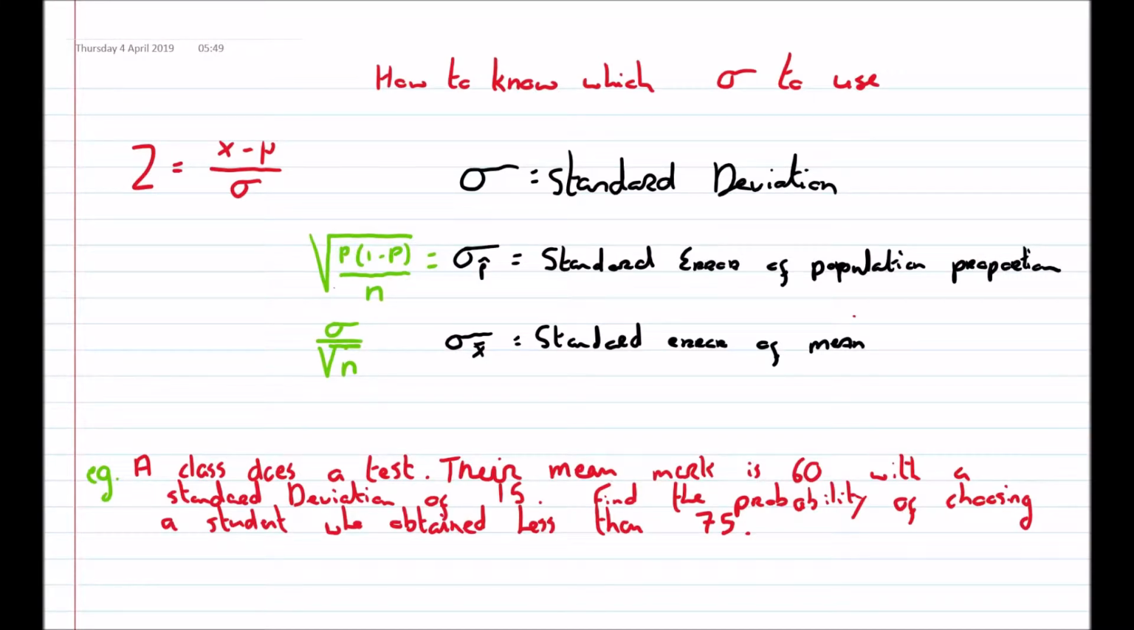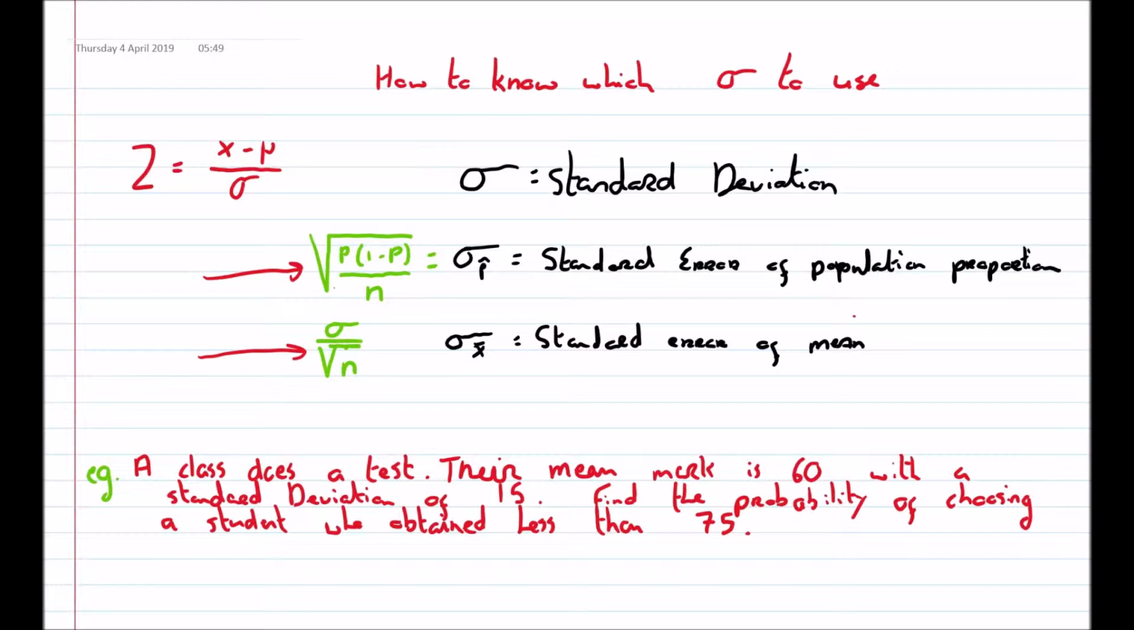I suppose the hardest part of inferential statistics is knowing which formula to use. Right? So when we're looking at our z-score, we often have this thing here, which stands for standard deviation, but it also stands for the standard error of population proportion and also the standard error of mean. So how do we know which one to use? How do we know whether we should just put in the normal standard deviation we're given, or whether we have to use this, or whether we have to use this?